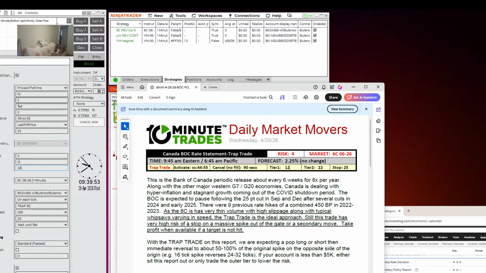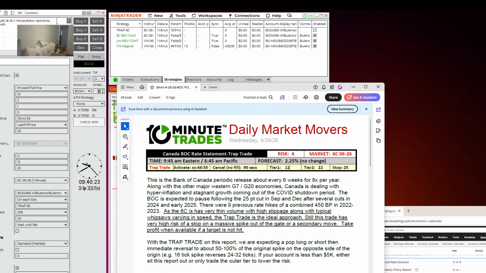We choose the number of contracts and positions we're trading. We activate the orders at 9:44:55 Eastern Time. Our stop is 25. We have a tier of 12 ticks. Our second order bracket is 22 ticks. Our trade is set up. We label it Trap 6C and the account, apply it.